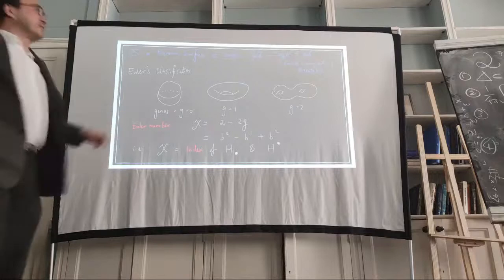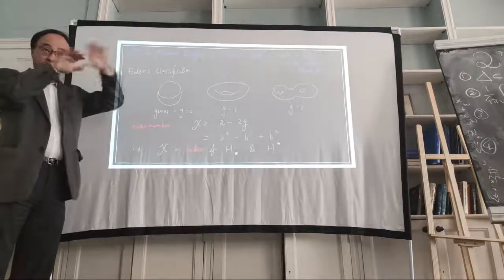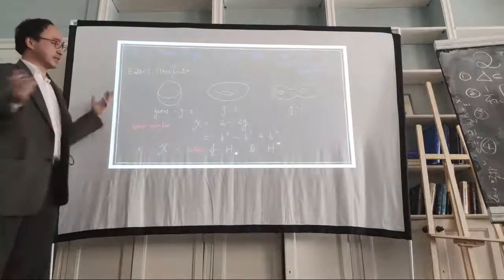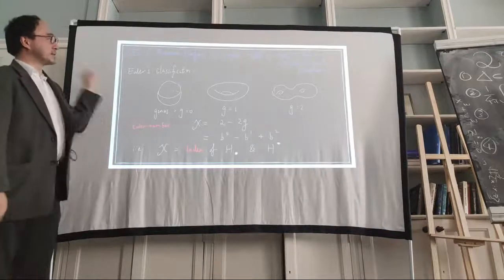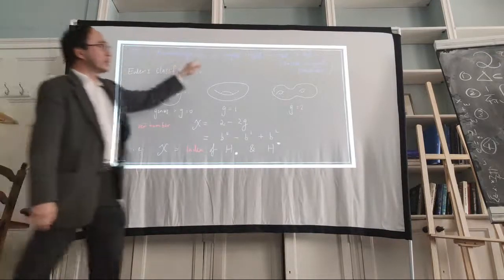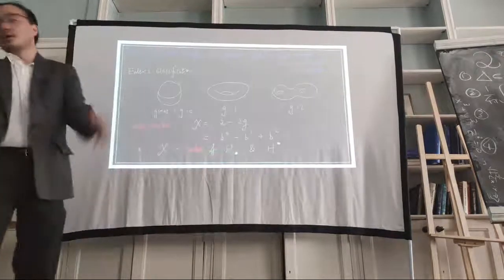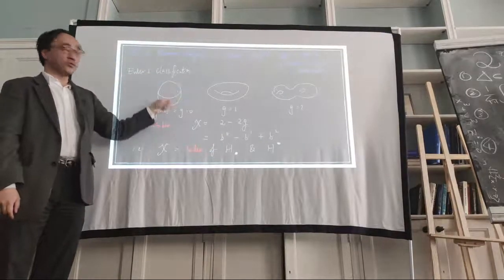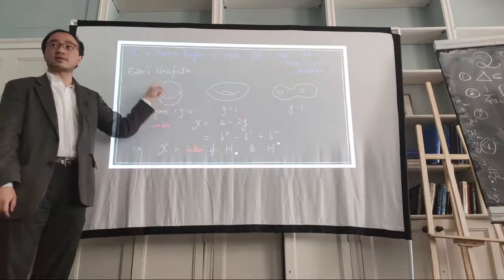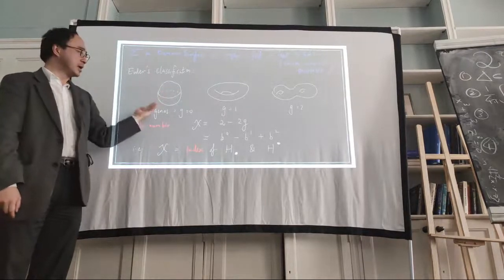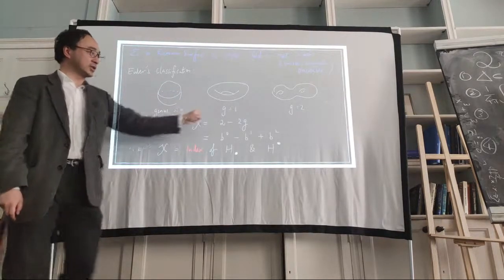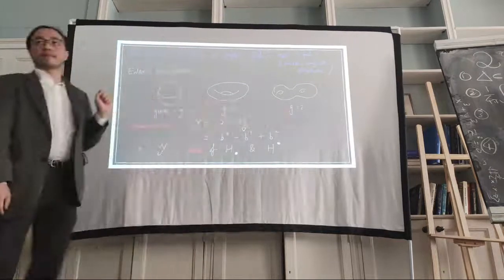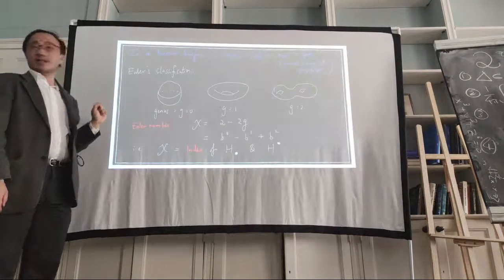So, okay, now I think we've covered all the technical stuff, so I can just draw pretty pictures, right? So, to summarize, we go back to Euler's classification that all smooth orientable surfaces that have no boundaries and no punctures are characterized by a single integer called the genus.